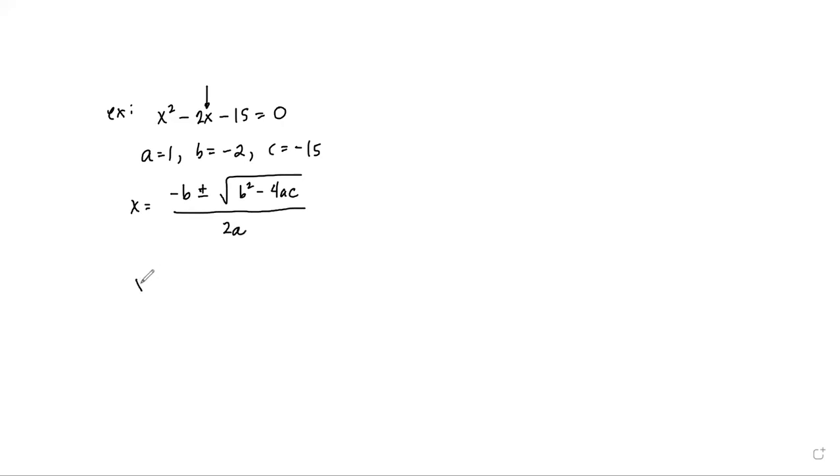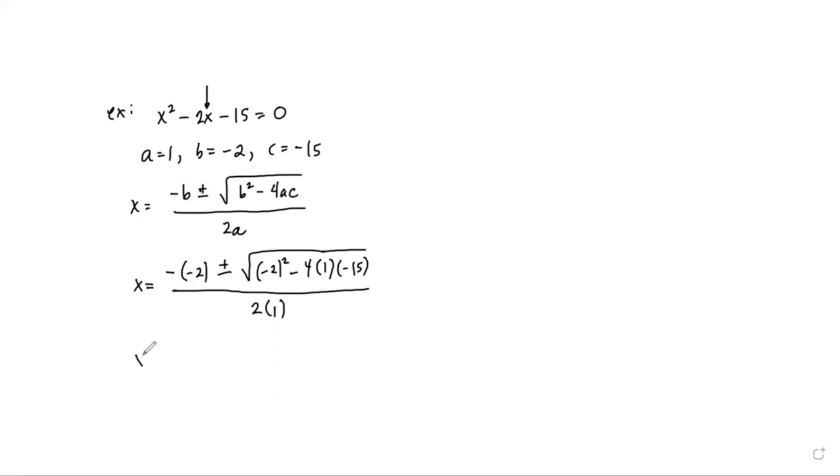So plugging in the values of a, b, and c, we will get negative of negative 2 plus or minus the square root of negative 2 quantity squared minus 4 times positive 1 multiplied by negative 15, and then all over 2 times 1. So now simplifying the numerator and the radicand, negative of negative 2 is positive 2 plus or minus the square root of negative 2 quantity squared, which is 4.